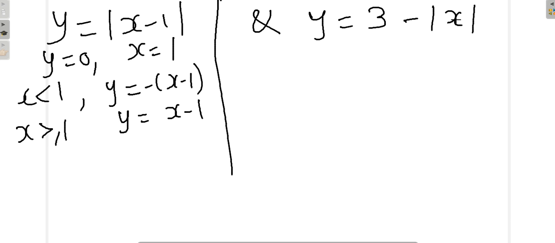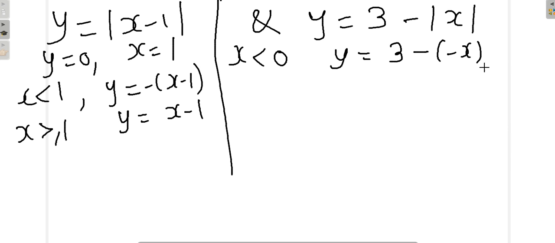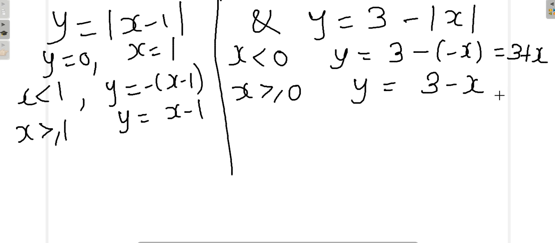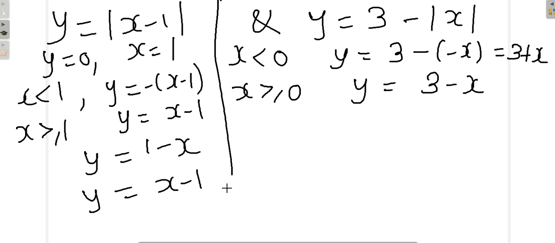Similarly, in this case, mod x becomes 0 at x equal to 0. So at x less than 0, y will be 3 minus and mod x will be minus x. And for x greater than or equal to 0, you have y equal to 3 minus x. So you have to plot these 4 lines. You have to plot the line y equal to 1 minus x. You have to plot the line y equal to x minus 1.